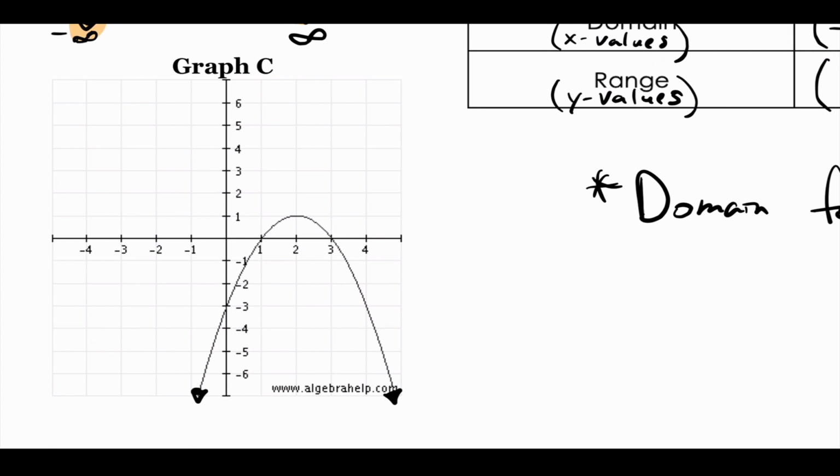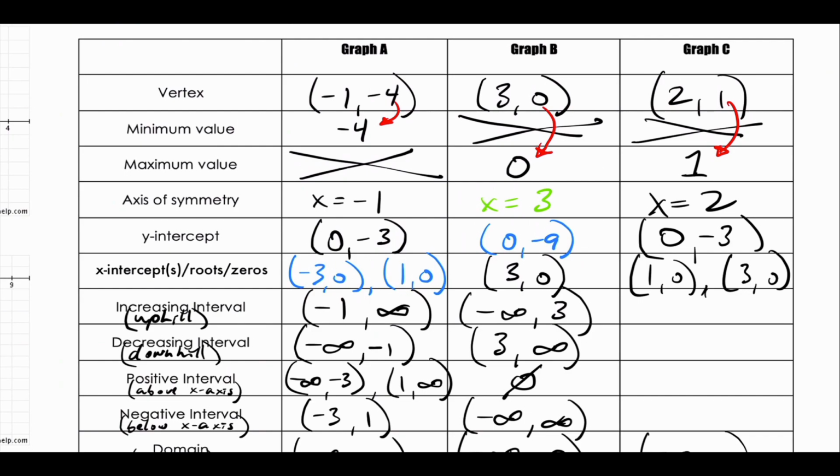Answers. So if you haven't seen my answers, the vertex for C would be 2, 1, right? 2 up, 1. It's not going to have a minimum. It's going to have a maximum because it's arrows down. The axis of symmetry is x equals 2. The y-intercept is 0, negative 3. And then there are 2 spots it crosses the x-axis: 1, 0, and 3, 0.